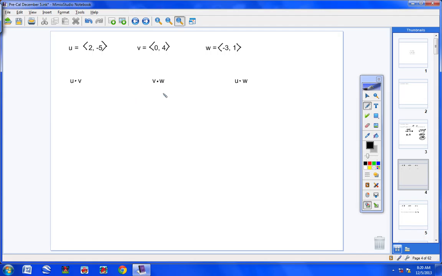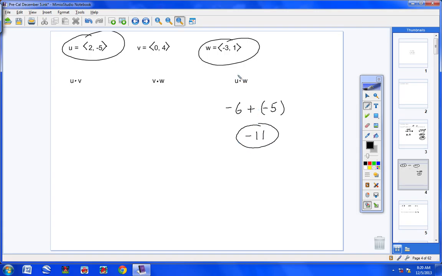Okay, what about dot product of vectors? I'm not going to do all three of these. We'll do this one right here. Let's do V times W. Actually, let's do U times W. So here's U. Here's W. Let's take the dot product. First number times first number gives you a negative 6. Second number times second number gives you a negative 5. And you add those two numbers together, and you would get a negative 11. So when you take the dot product of two vectors, you get out a number like that.